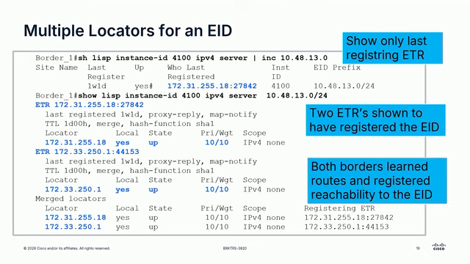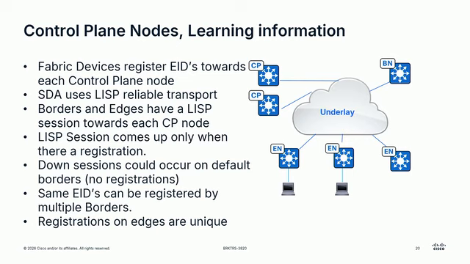So how does the control plane node actually learn the information? The control plane node gets the information from all the edge devices. The edge devices learn everything via device tracking or MAC address learning. Once they actually learn something, either via device tracking or via MAC address learning, it has a LISP session from the edge device towards the control plane node, and it just sends a registration message saying, I am this ETR, this is my locator information, and I learned the specific endpoint in this specific instance ID.